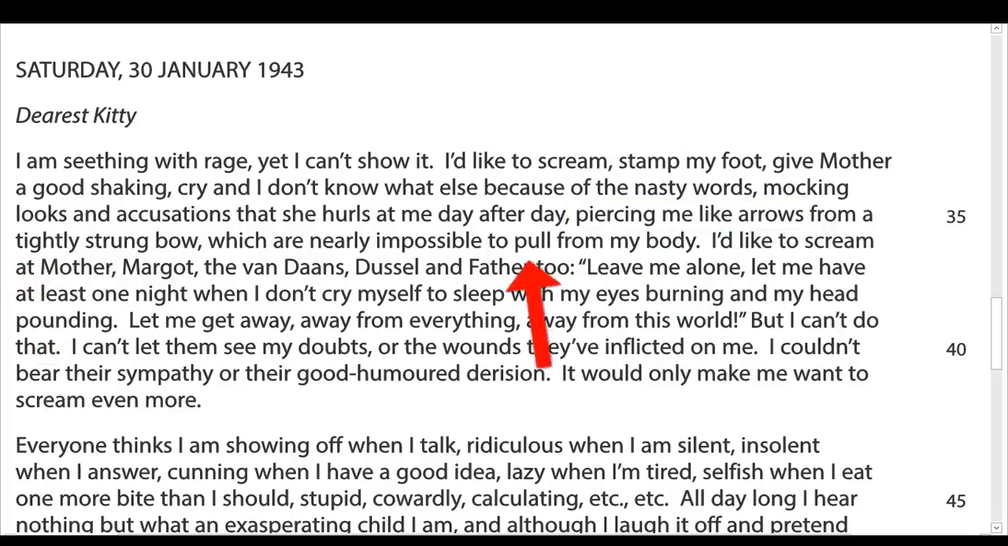I'd like to scream at mother, and then she lists her sister and some of the other people that live in the house. At least one night when I don't cry myself to sleep. So you get the sense that she feels like she's a victim here, that she's being unfairly and harshly treated by her mother. So if we go on.